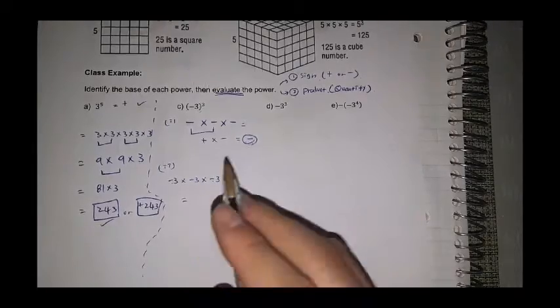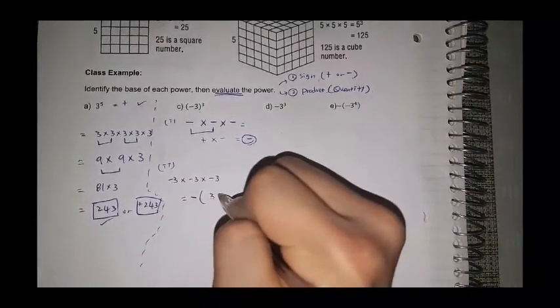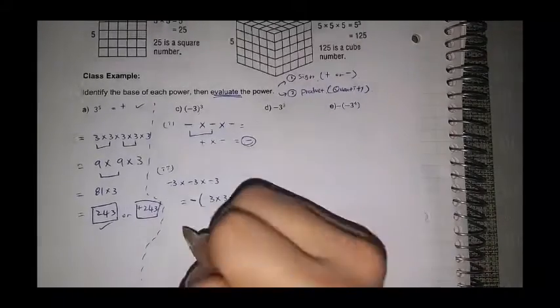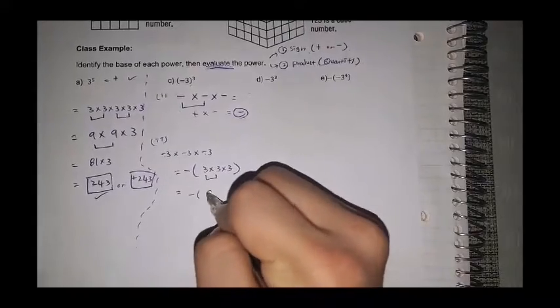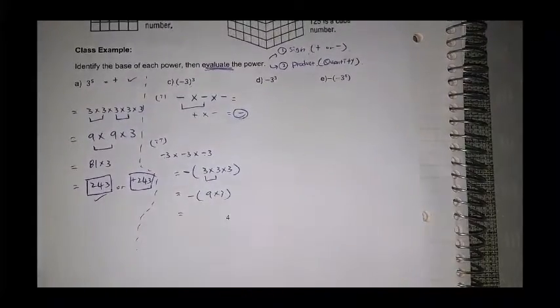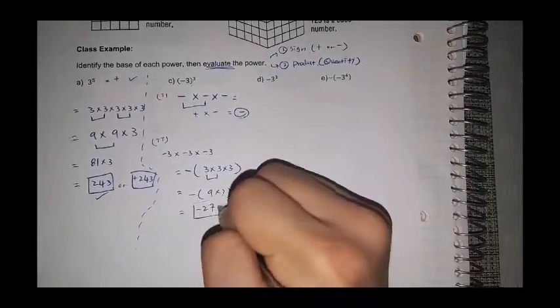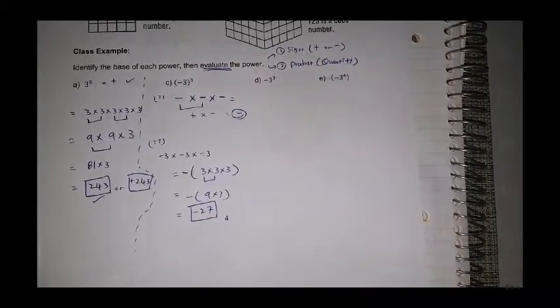So in the end, you can pair them up. 3 and 3, that's 9. And 9 times 3, that's 27 with the negative sign. That's how you do it.